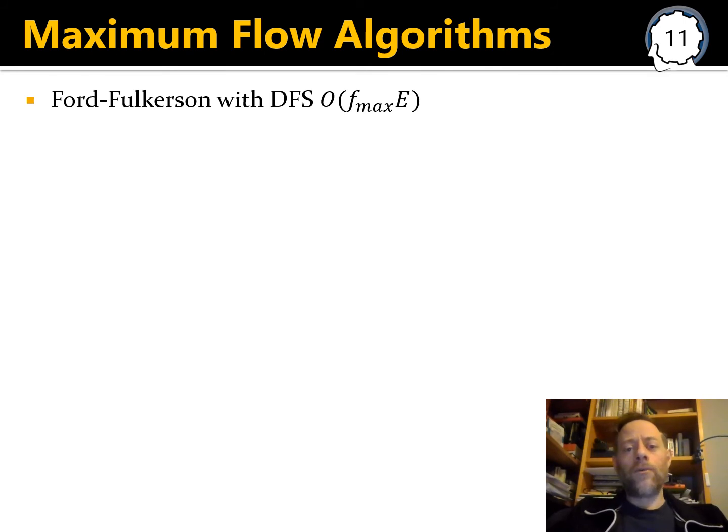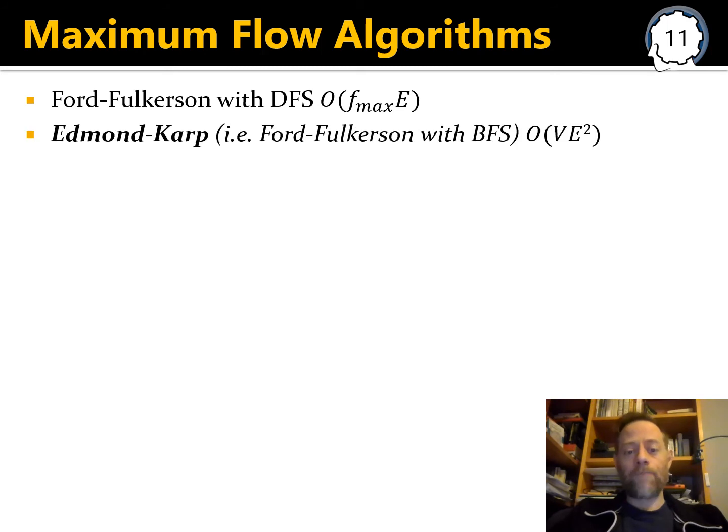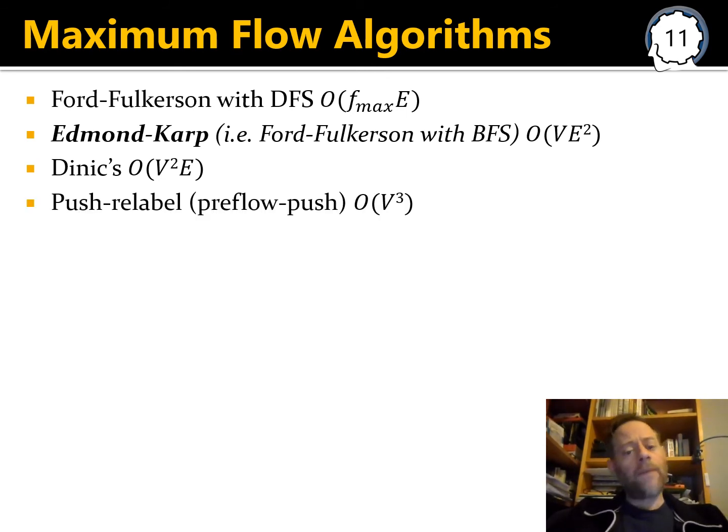So to summarize the maximum flow algorithms, we have the Ford-Fulkerson method using depth first search, which is then the maximum flow times number of edges. And we have the Edmond-Karp, which is basically Ford-Fulkerson with breadth first search, which is VE squared. And then there is a method called DDDD95, which is then much more efficient because it only goes to V squared E number of operations.